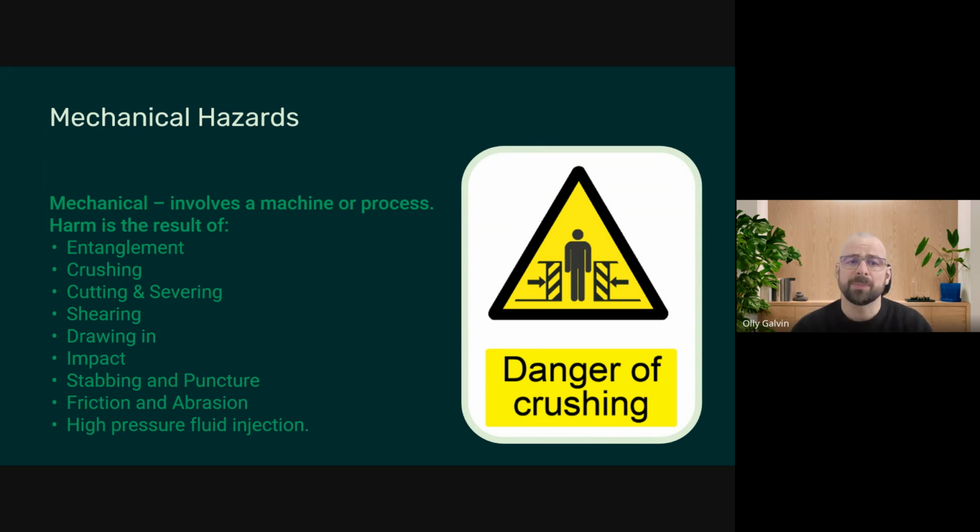Crushing is the application of pressure. That can be the application of pressure from inside a machine. It could also be a telehandler or a lorry backing up, hitting you and crushing you against a wall or something like that. So it doesn't have to be internal to the machine.